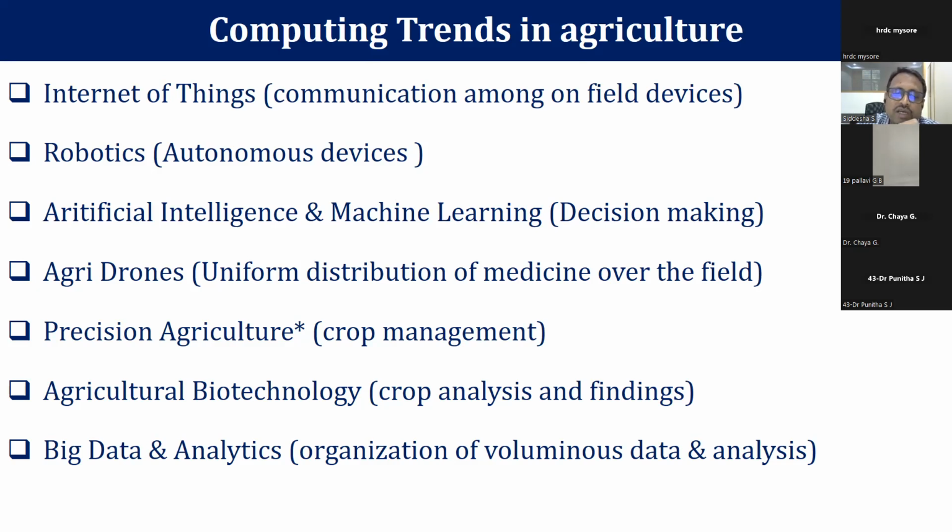So that is going to be another computing technology, big data and analytics. So, organization of voluminous data and analyzing those data. Say there is going to be scarcity of water in the field. So what we need to do? There is no sufficient water in my bore well or some other thing. So what I need to do? I can take a decision well ahead, and that stops the crops suffering without having water or some other nutrient. So these are the computing trends in agriculture.